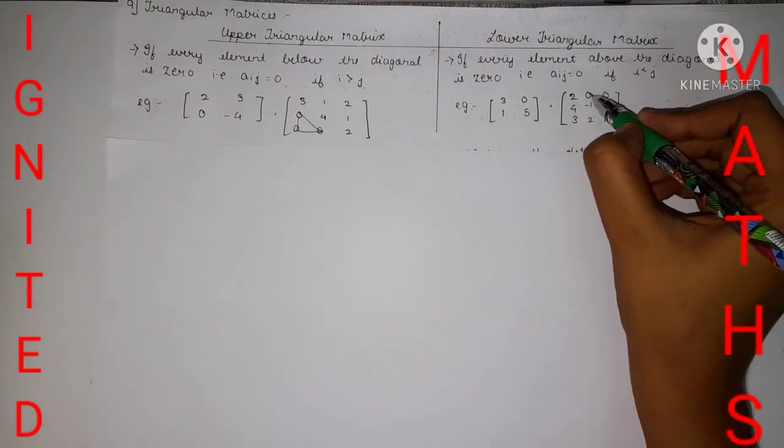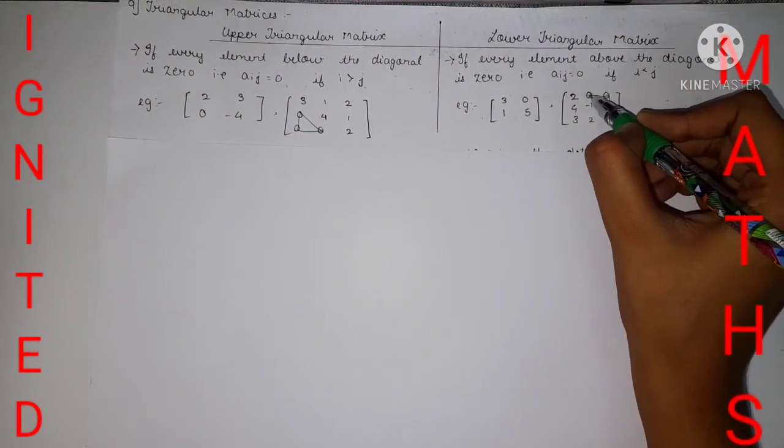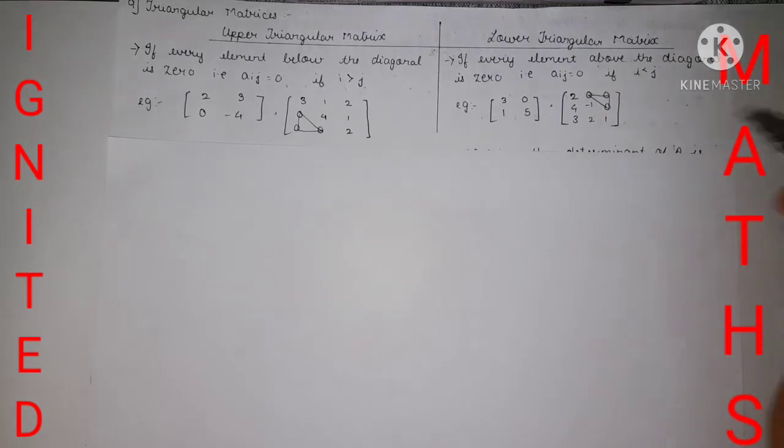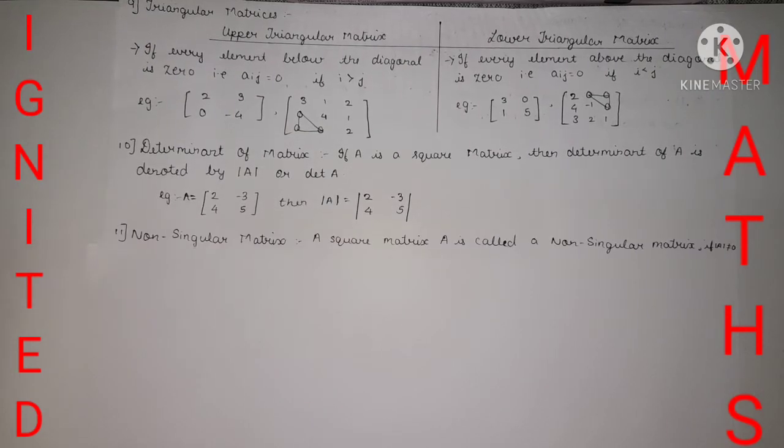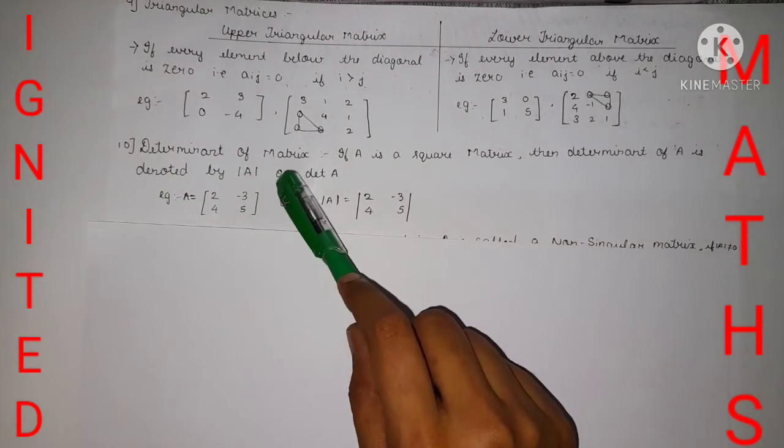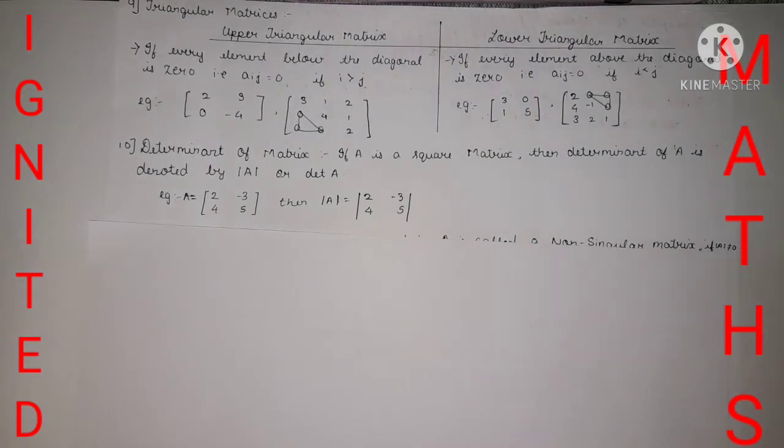One more thing, you can see the triangle forming here. For a 3 cross 3 determinant, the triangle forms. So this is the difference between the upper triangular and lower triangular, which is one of the most important and easiest matrices. Now the next, number 10, determinant of a matrix. Regarding determinants, we have already posted a video, so please go through it.